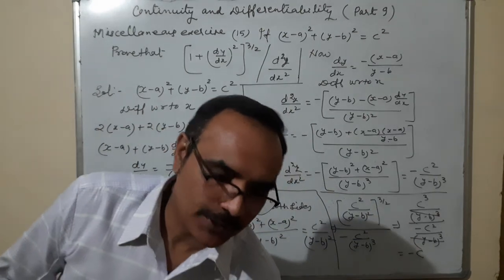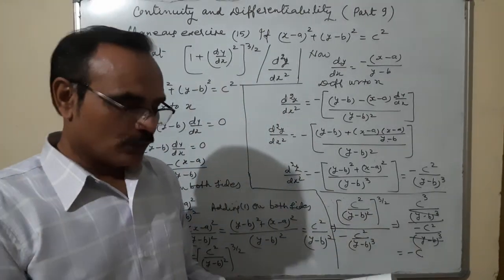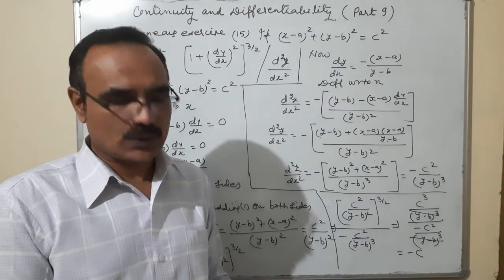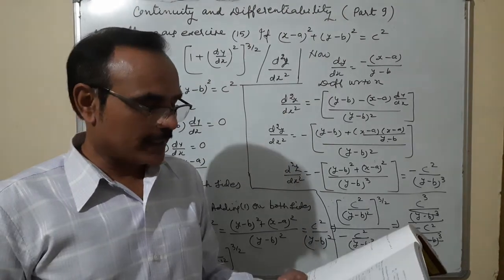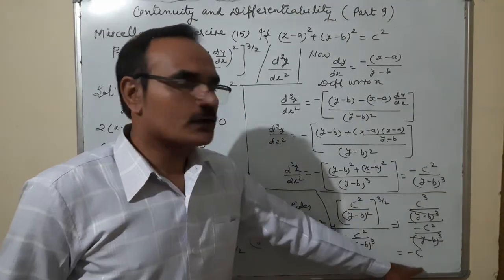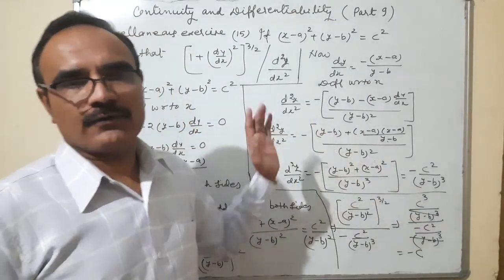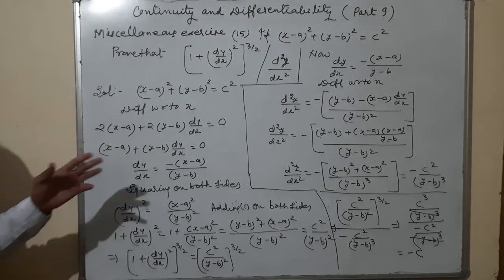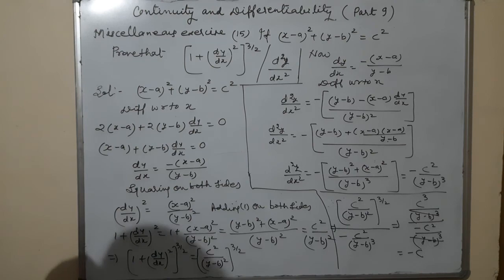Minus c. In the question it is clearly mentioned: prove that this term, 1 plus dy by dx whole square to the power 3 by 2 upon d square y by dx square, is constant and independent of a and b. Okay, so that is question number 15.